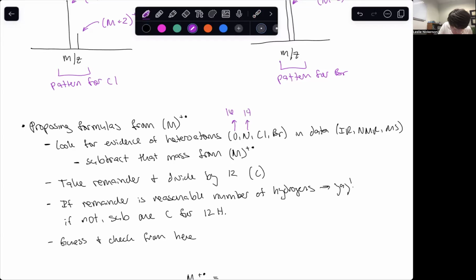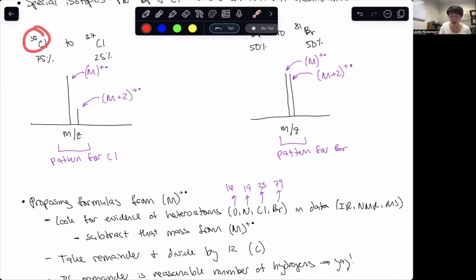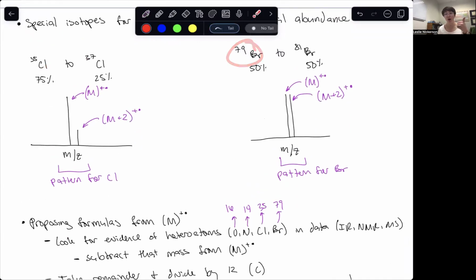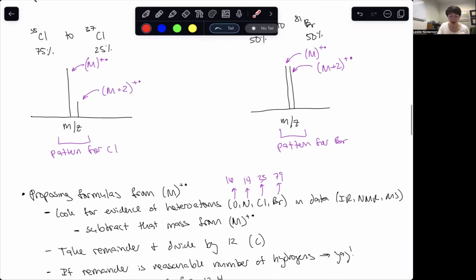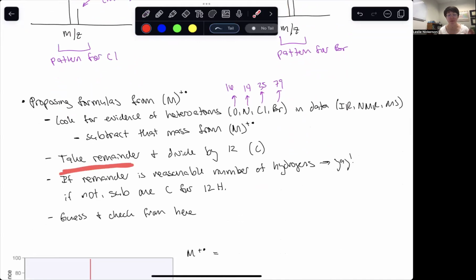16, 14, 35, 79, right? Yes. Okay, so in all cases, we're basically taking the smaller isotope. Carbon, you take the 12, chlorine, you take the 35, bromine, you take the 79. As long as you're taking that second peak from the right, that's what you're looking for. So subtract that mass from your molecular ion peak. Then take the remainder of that number and divide it by 12.